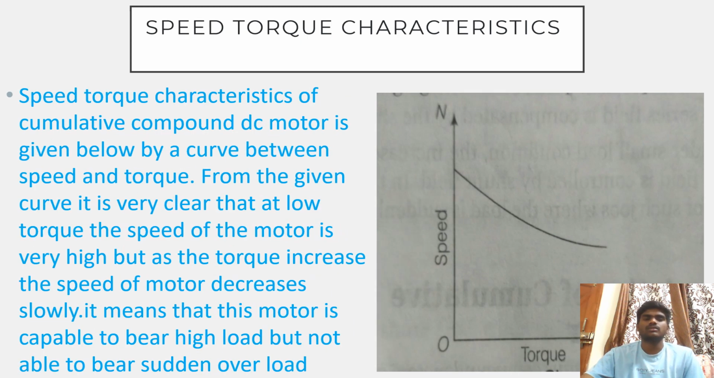The second is the speed torque characteristics of a cumulative compound DC motor. From this figure, it is clear that the speed of the motor is very high, but as the torque increases, the speed of the motor decreases slowly. It means that the motor is capable of bearing high loads, but not able to bear sudden overloads. So this is the second type of characteristics.